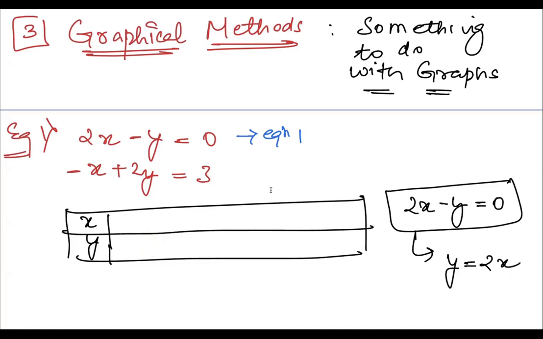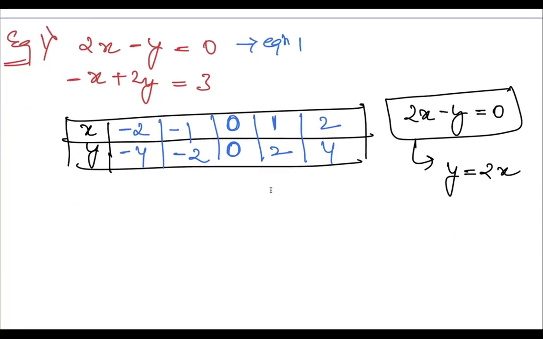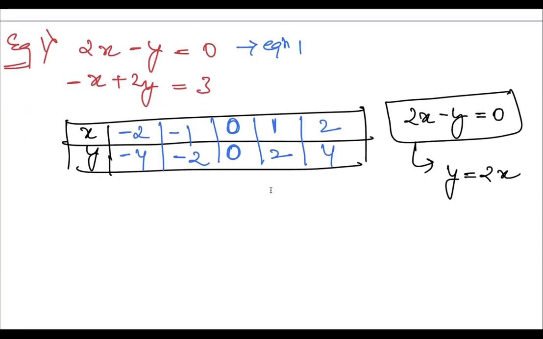Let me start with 0 first. If x is negative 2, what will be my y? Negative 4. If x is negative 1, what will be my y? Negative 2. If x is 0, y is 0. If x is 1, y is 2. If x is 2, y is 4. Do you all agree with this table? Please write yes or no. Okay, perfect.